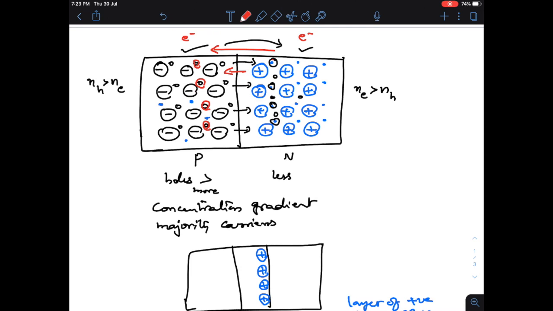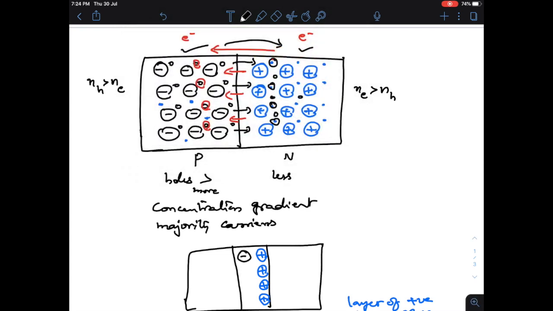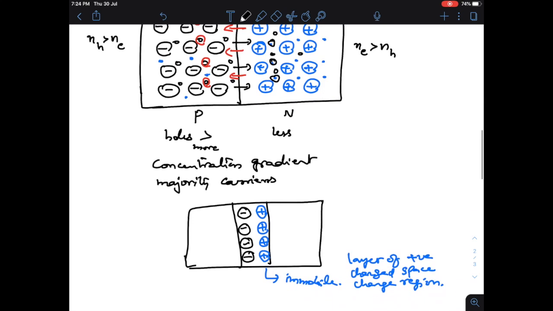So electrons will move in this direction and holes will move in this direction, as I have shown you with the black arrow. So what will happen here? The negative acceptor ions will now form immobile charges here. So there are no free charges, and therefore there will be a potential difference developed.